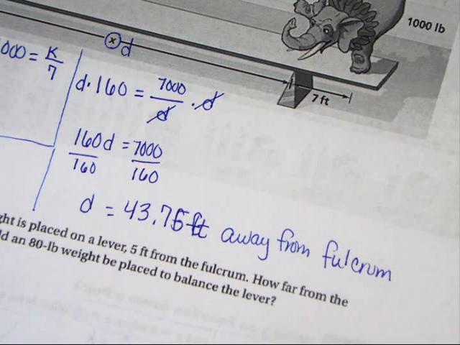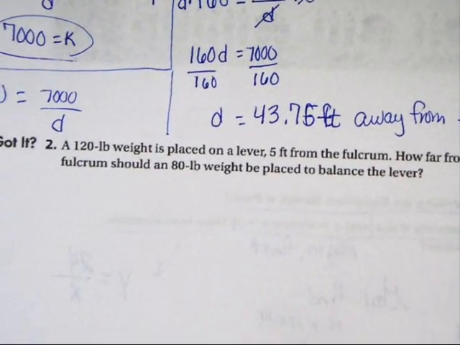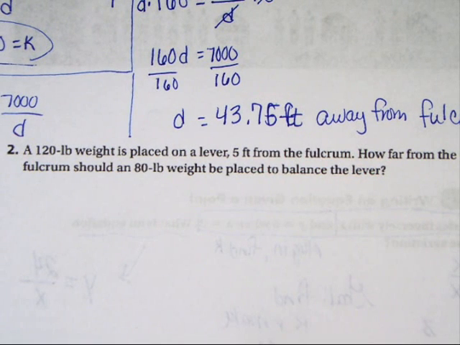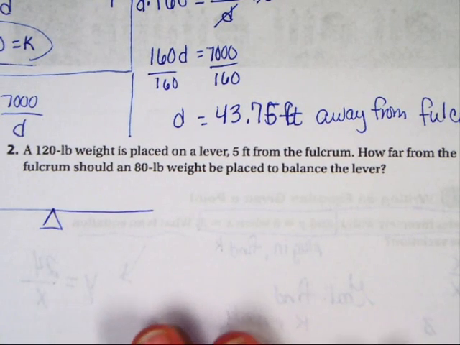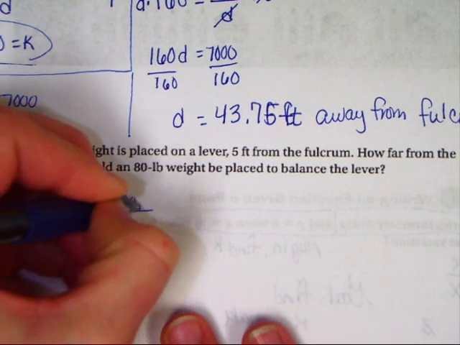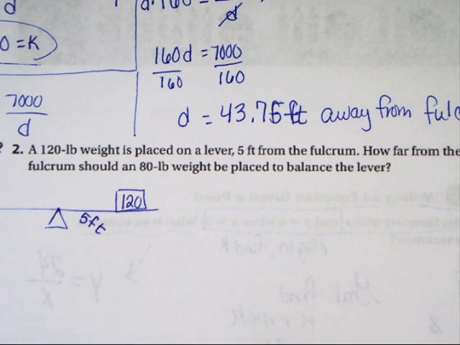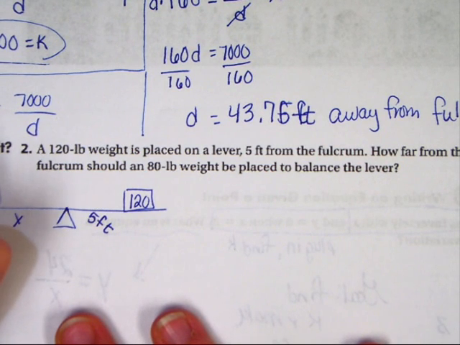There you go. All right, let's keep moving on to the second part. It says, now we have a 120-pound weight that is placed 5 feet from the fulcrum. How far from the fulcrum should an 80-pound weight be put in order to balance? So if you need a picture, if you're like me and you're a visual learner, here's your fulcrum. And we can say that right here, there is a 120-pound weight. And that is 5 feet away. And now they're telling us, how far away should we place an 80-pound weight?